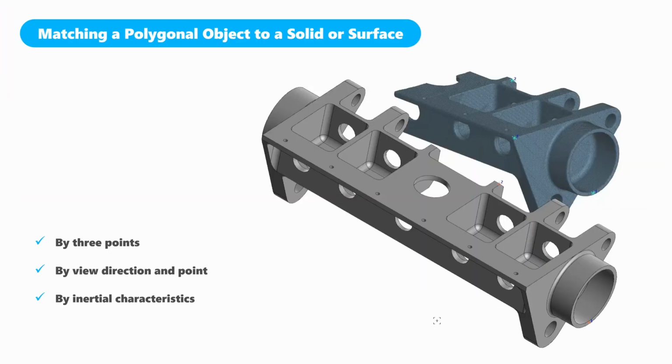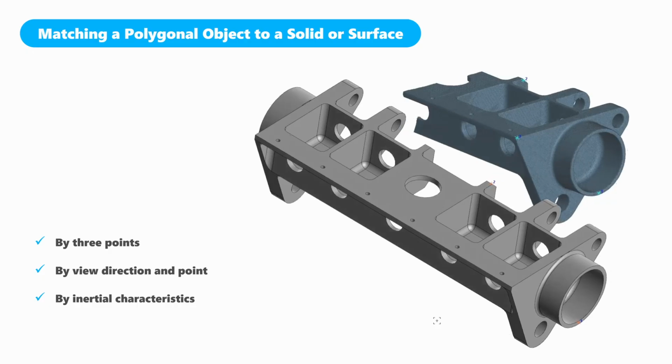We've added the match command that allows you to match a polygonal object to a solid, to a surface, or to another polygonal object in the same model. There are 3 ways to match objects: by 3 points, by view direction and point, by inertial characteristics. Depending on the task, each of these ways may be more effective than the others.